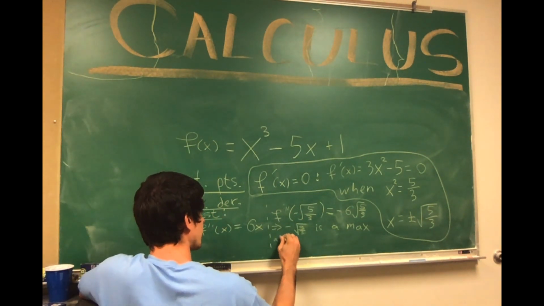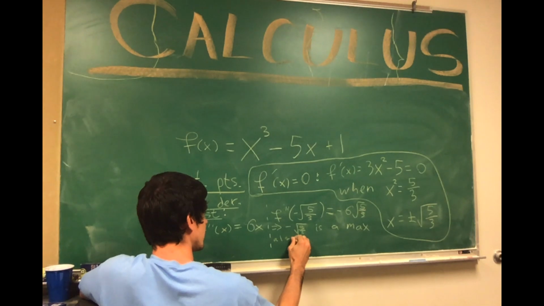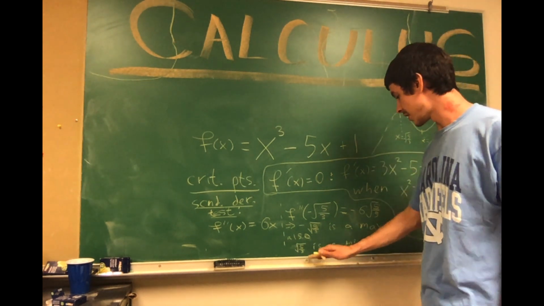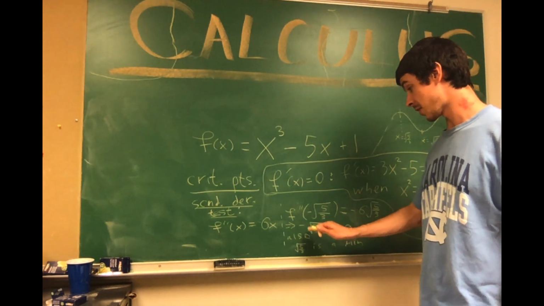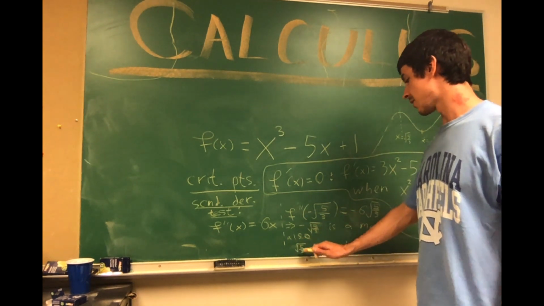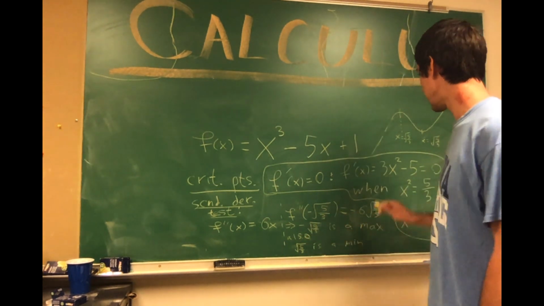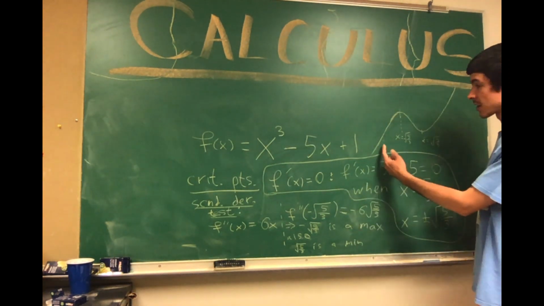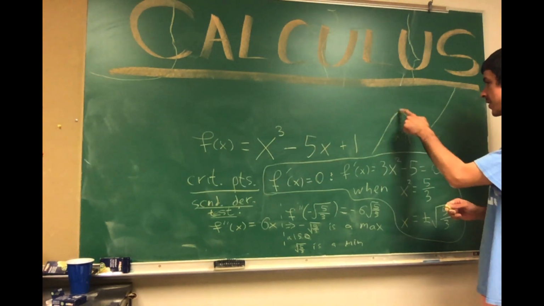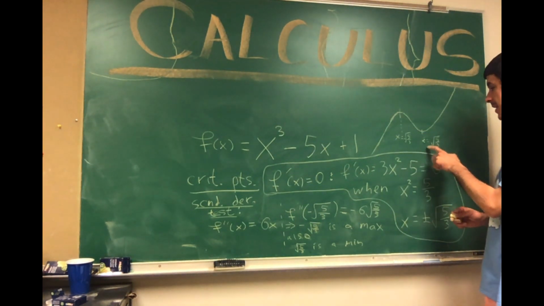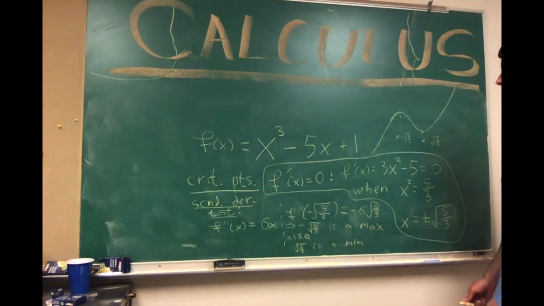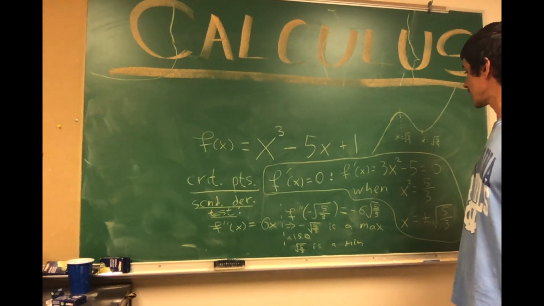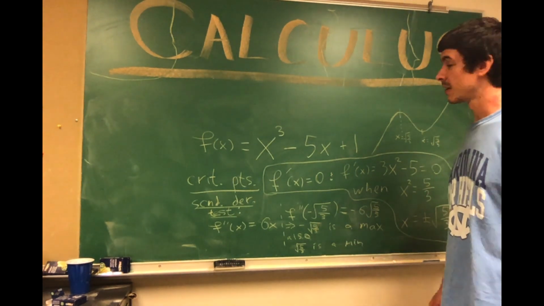And similarly, f double prime of positive square root of 5/3 is going to be positive. So also positive square root of 5/3 is going to be a min. So negative square root of 5/3 is a maximum. Positive square root of 5/3 is a minimum. And that shows us that the graph is going to have this N shape. So it's going to reach a maximum at x equals negative square root of 5/3, and it's going to go back down and reach a minimum at x equals positive square root of 5/3, and then it's going to keep going up. So this is interesting. It gives us a sense of the shape of the graph.